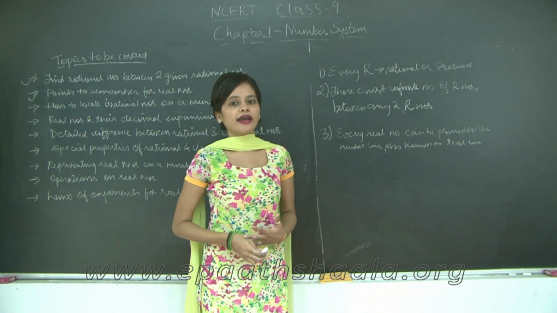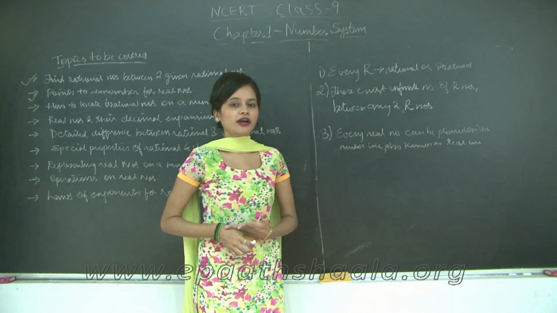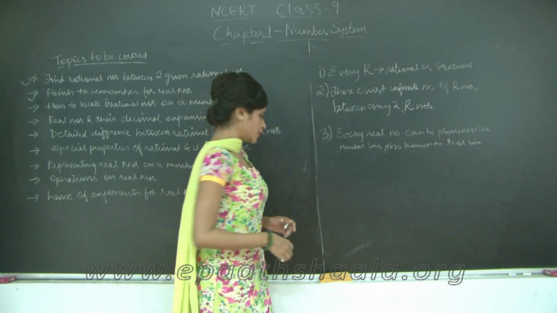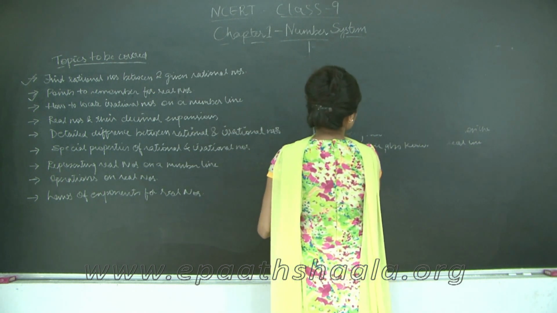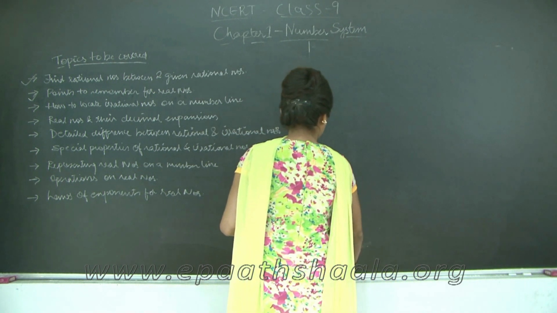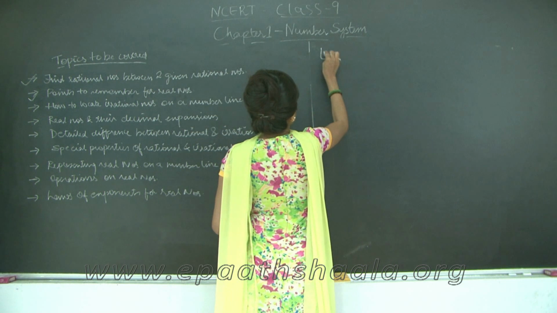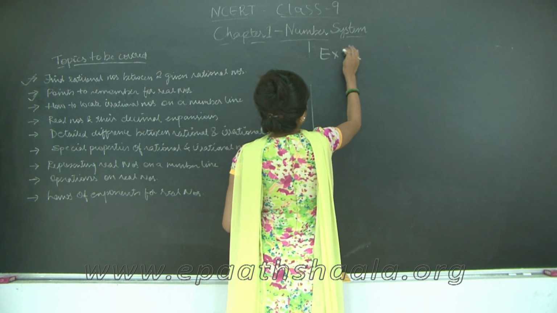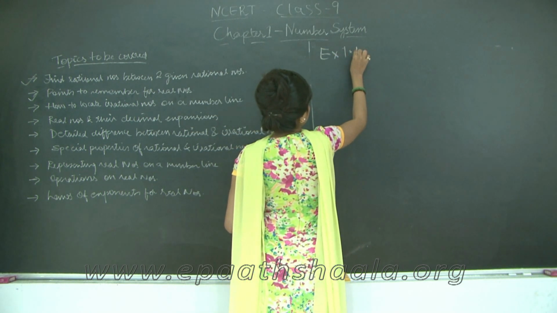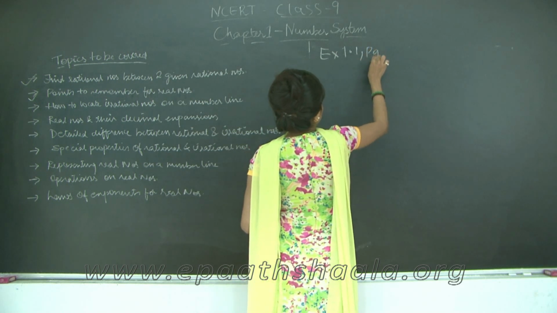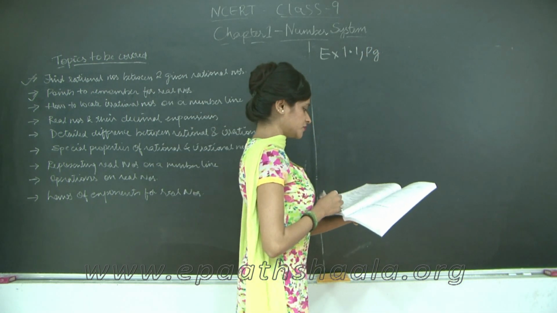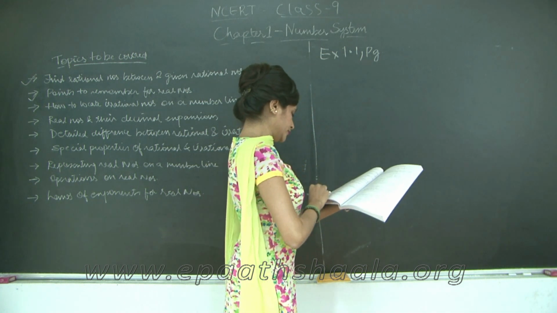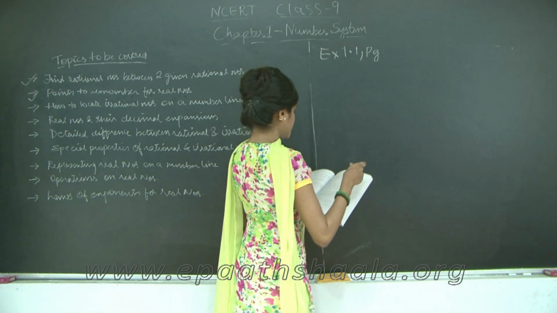Now let us quickly solve exercise 1.1 of your chapter Number System. I'll erase the board for now. I'm sorry, I mentioned 2.1, it was exercise 1.1. How can I forget? It's the first chapter. So this is on page 5.